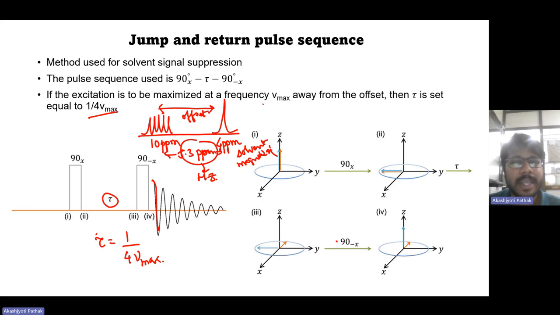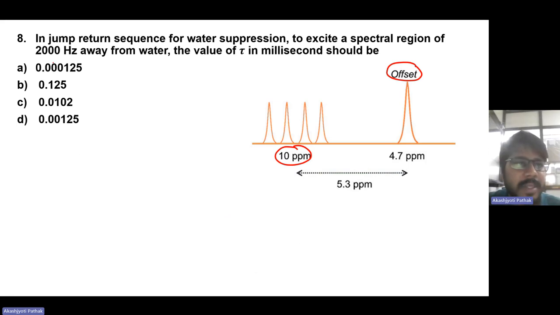Yeah, so that is what it was saying in this question, that if the excitation is to be maximized at a frequency nu max away from the offset, then tau is set equal to 1 by 4 nu max. Okay, so in this question, in jump return sequence for water suppression, to excite a spectral region of 2000 hertz away from water, what should be the value of tau in millisecond?